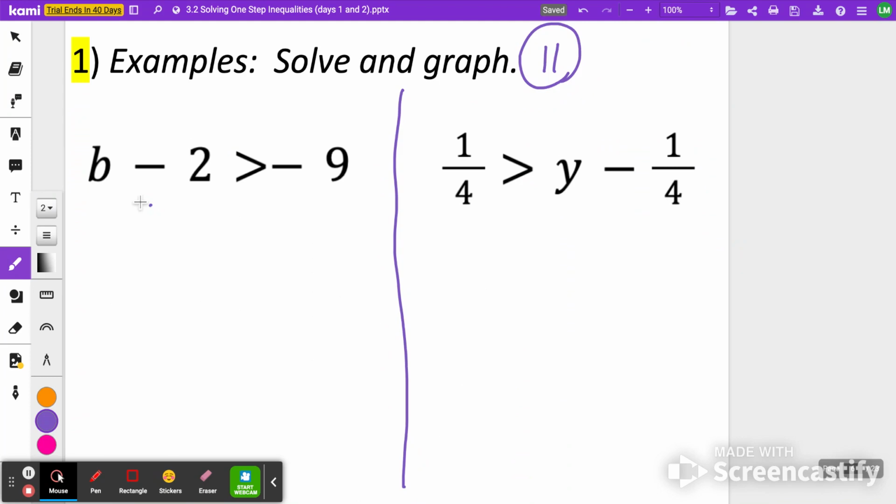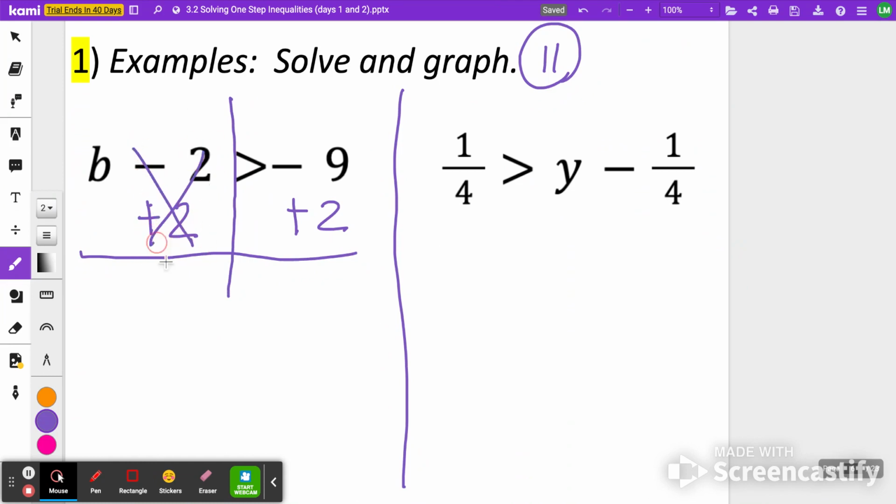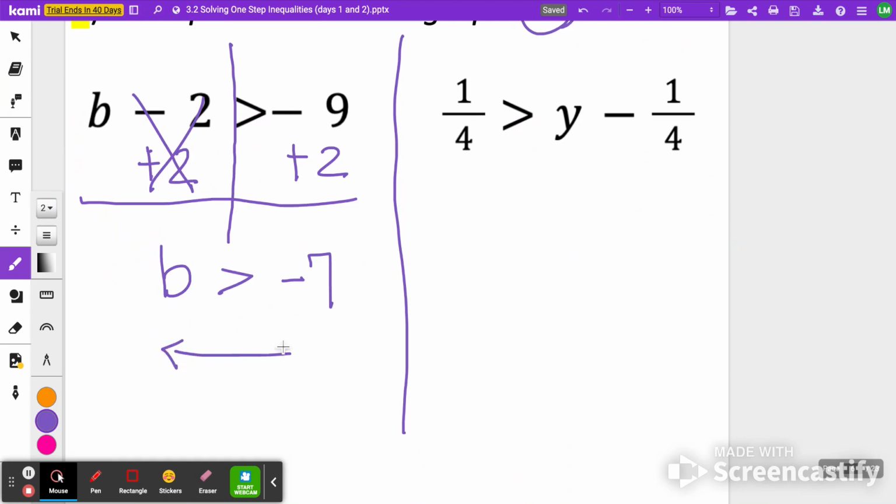Here we go. Because I see b minus 2, I'm going to add 2 to both sides of my inequality symbol. And yes, you can still draw the line down the inequality symbol just to see the left and the right side. -2, +2 cancels out, so all that's left is b, a greater than symbol, and then -9 plus 2 is -7. Finally, I want to graph this, so I would have my number line, -7 is here, 0 is to the right, and -14 is to the left. Greater than symbol means open above the -7, and pointing to the right.